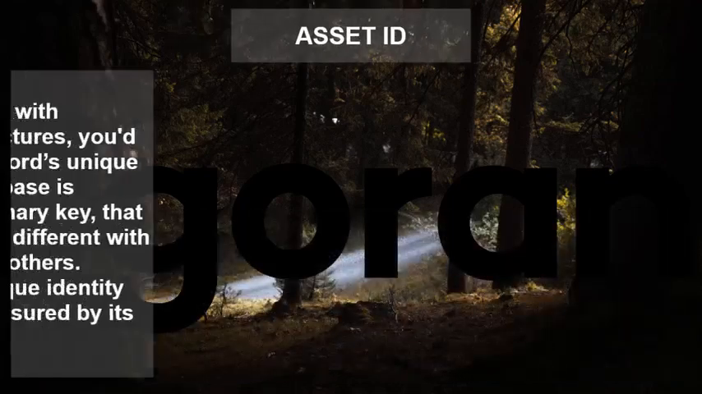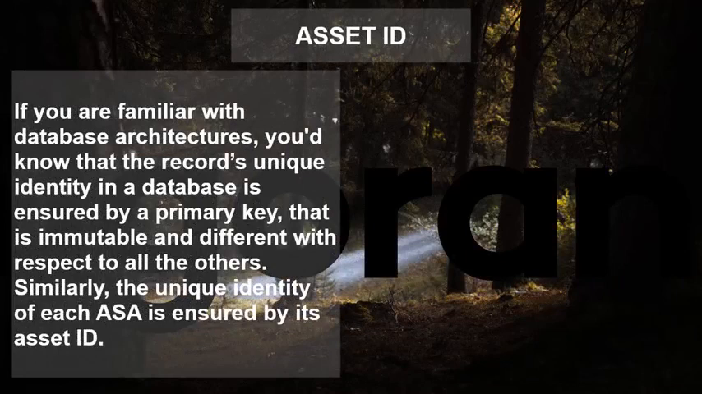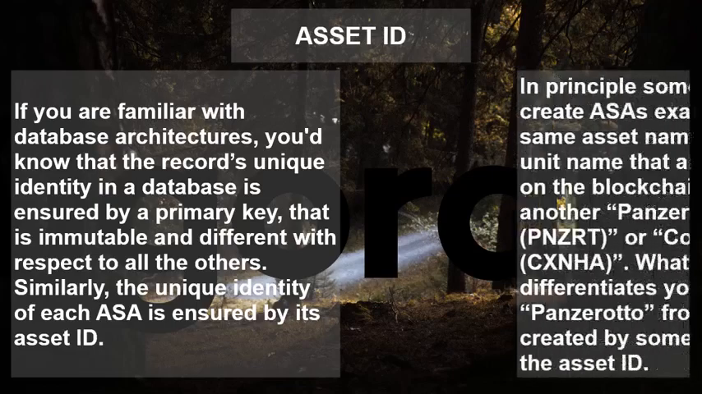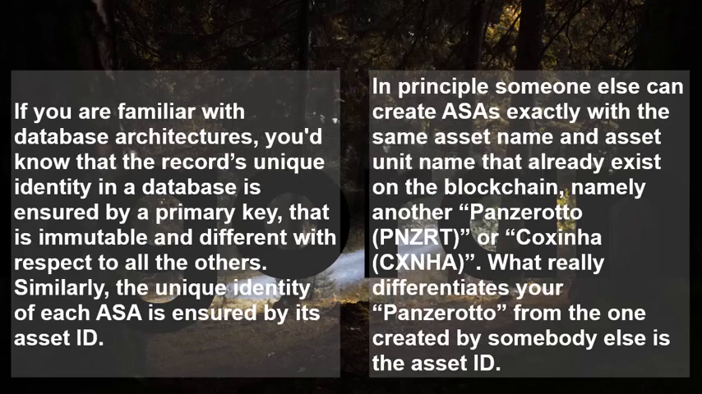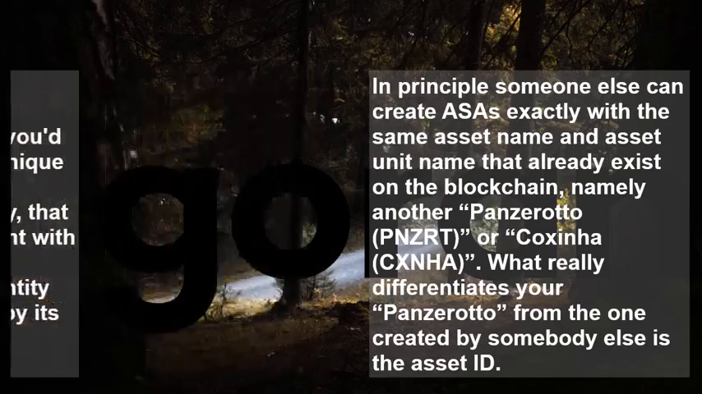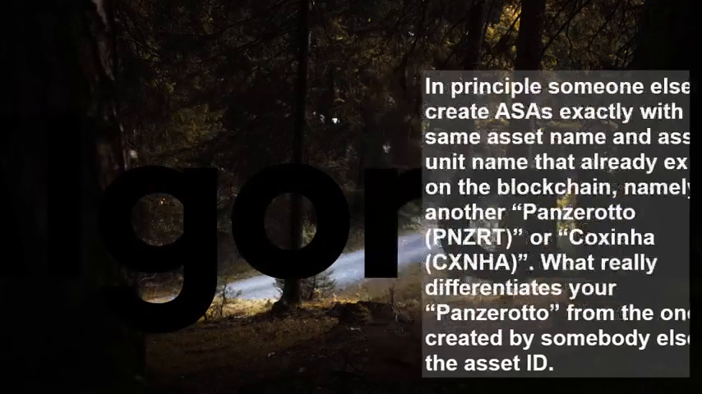Asset ID. If you are familiar with database architectures, you'd know that the record's unique identity in a database is ensured by a primary key that is immutable and different with respect to all the others. Similarly, the unique identity of each ARSA is ensured by its asset ID. In principle, someone else can create an asset with exactly the same asset name and unit name that already exist on the blockchain, namely another Panzerato or Coccinha. What really differentiates your Panzerato from the one created by somebody else is the asset ID.